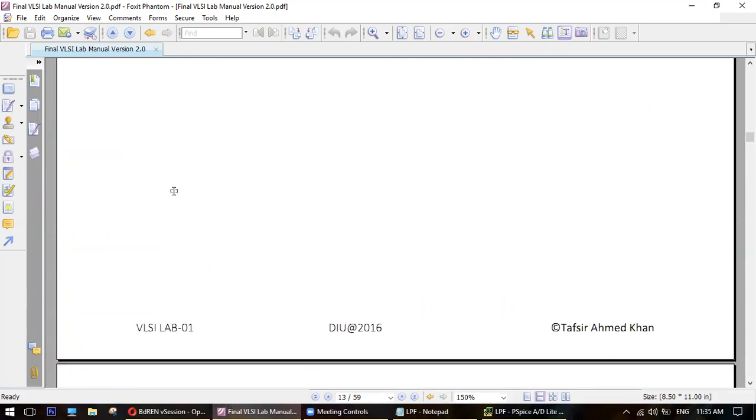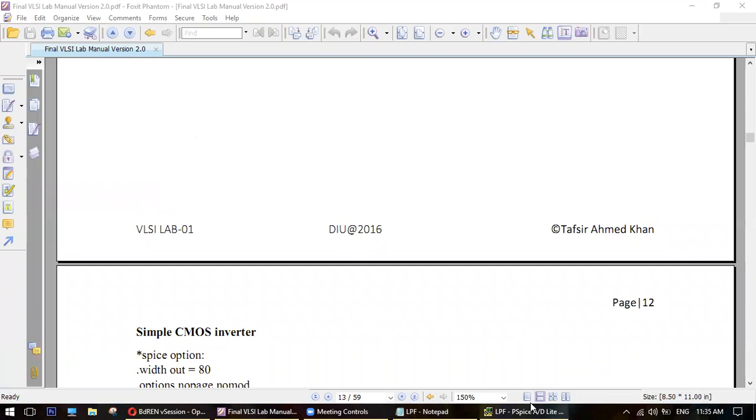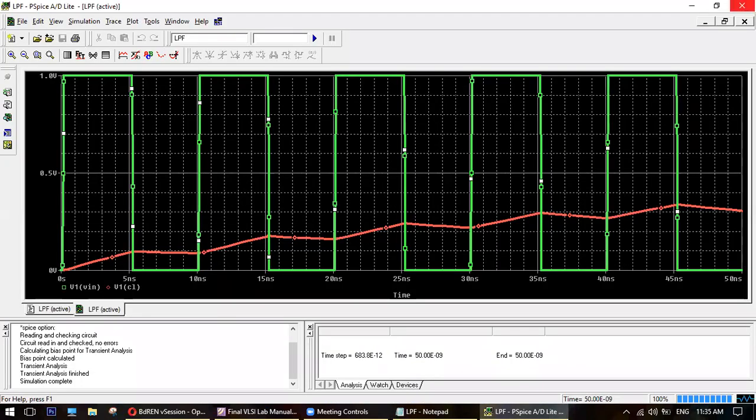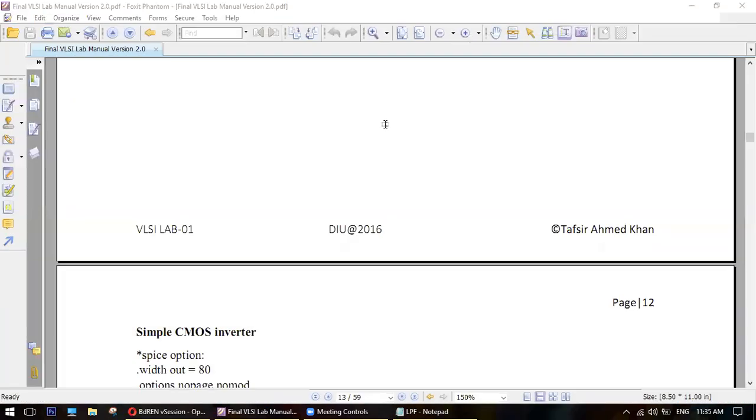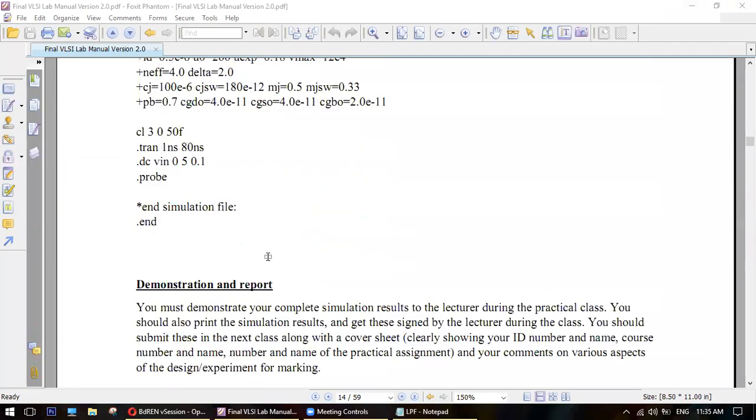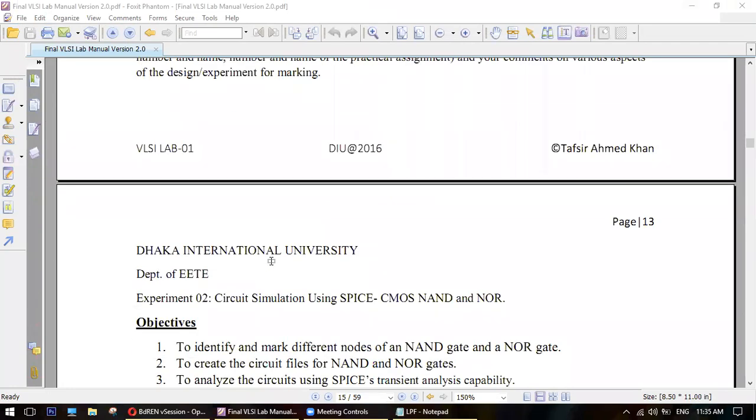So your lab number 1 is finished. We have done these as you have seen. It is possible to simulate your circuit using coding, and I hope you will do that.